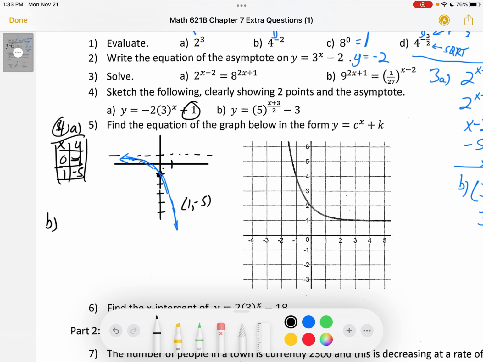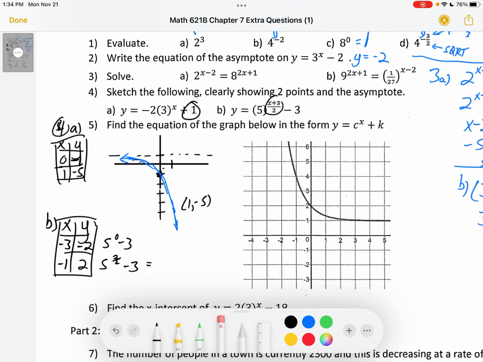Okay, B, same idea. We've got x and y points to choose. I really wish that this exponent here, I would really like to make it a 0. That would make my life easier. So I'm going to choose negative 3 for x. That would give me 5 to the 0 minus 3, or 1 minus 3, which would be negative 2. Similarly, if I made the x value negative 1, I would have 5 to the power of negative 1 plus 3, so that's 2, minus 3. In other words, I would have 5 to the 1 minus 3, or just 2.